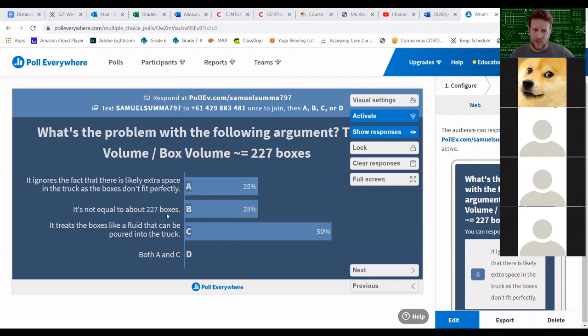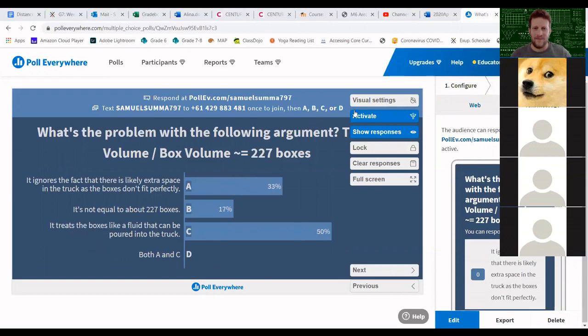It's not equal to about 227 boxes. It's interesting. I did the same calculations and I got 227. The student got 225. I don't really care what the final answer is. The argument's the same either way. So if that's the problem, fine. And then the last one, it treats the boxes like a fluid. So you can just pour the boxes into the truck, but they're not that way. They're boxes. You have to put them on one edge or on another edge. You have to put them somehow.